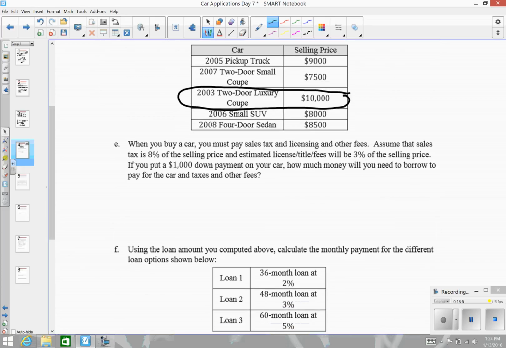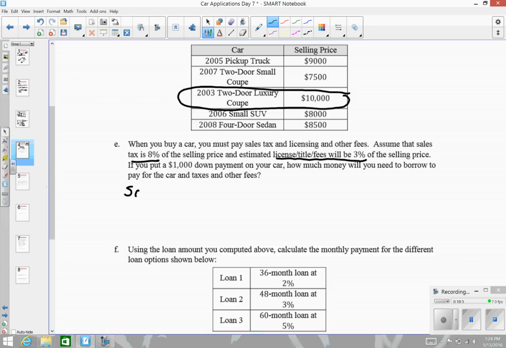I'm going to try buying this $10,000 car, but we've got some expenses on top of that $10,000, and this is typical. We have sales tax. In Monroe County, we're paying 8% sales tax. And then we also get to pay the state for a license, title, and all kinds of other fees. We're going to estimate that to be 3% of the selling price. And we need to figure out how much we're going to borrow for this car. In this example, I do have $1,000 to put down.